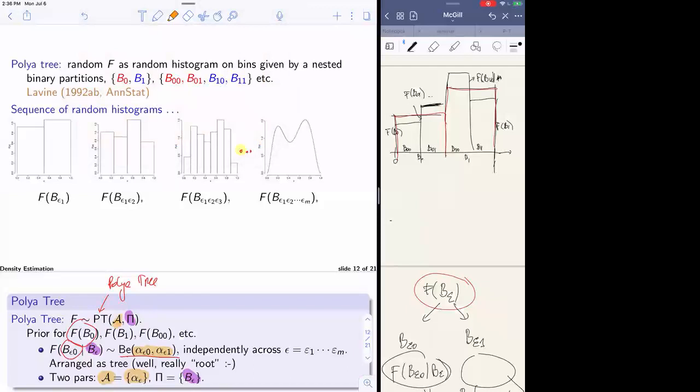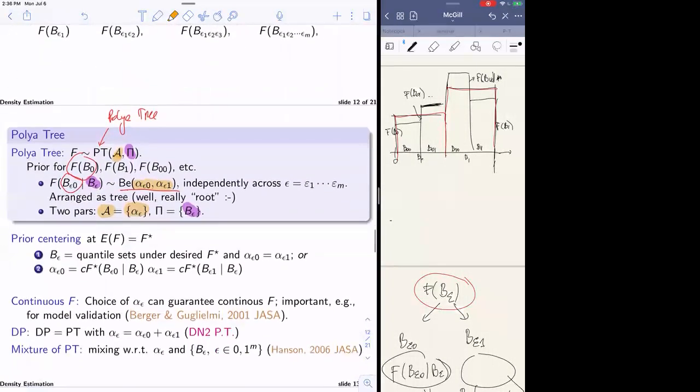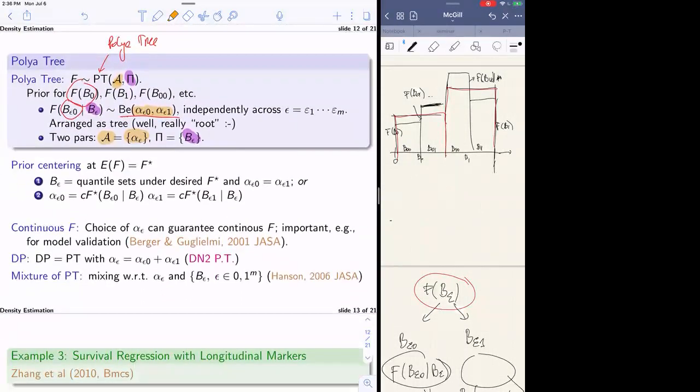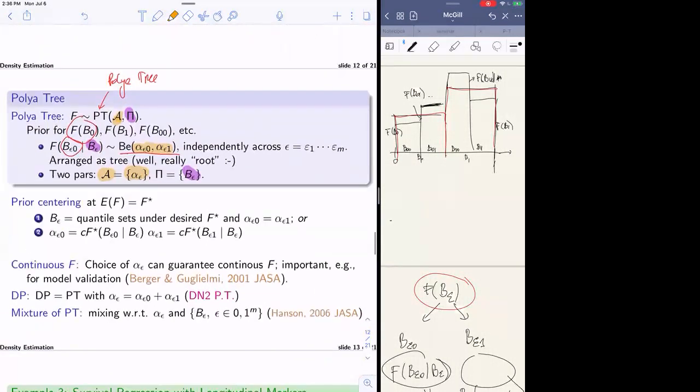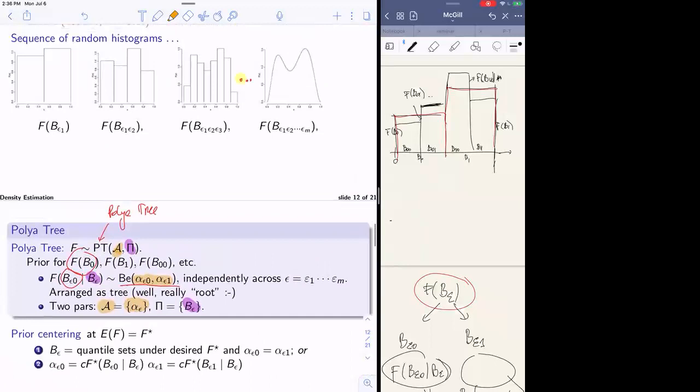At this moment, it's a little bit of a downer, because my cartoon on the right-hand side was easy. But if using the Pólya tree, you need to specify these infinite sequences of parameters, that's a bit tedious. Fortunately, it's not all that difficult. There are some obvious default choices. And these obvious default choices are maybe easiest to understand by thinking about prior centering, like by making appropriate choices of the orange and the purple parameters.